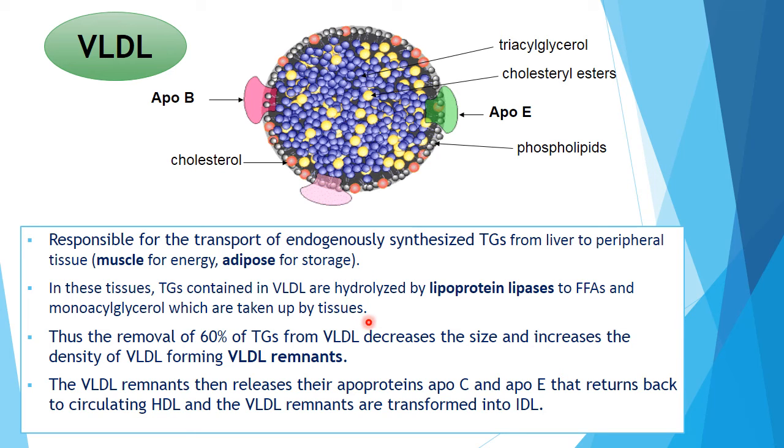In these tissues, TG contained in VLDL are hydrolyzed by lipoprotein lipase to free fatty acid and monoacylglycerol, which are taken up by tissue. Thus, the removal of 60% of TG from VLDL decreases the size and increases the density of VLDL, forming VLDL remnants. The VLDL remnants then release their apolipoproteins ApoC and ApoE that return back to circulating HDL, transforming them into IDL, the intermediate density lipoprotein.